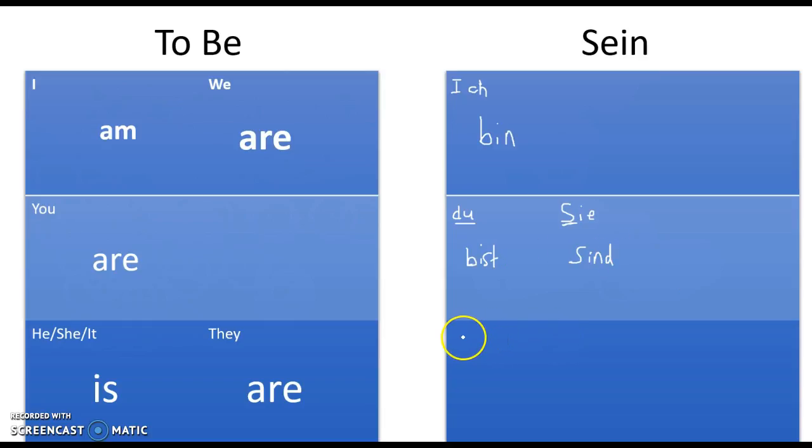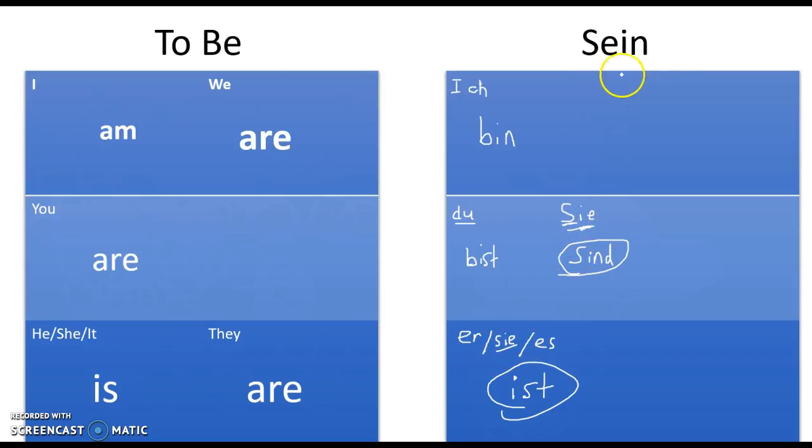Next, move right along. He, she, it is er, sie, und es ist. So very similar to English, just ist. And you will notice that these two pronouns are the same thing. So how do you tell a difference? Well, the difference will come into the verb conjugation that you see here to distinguish sie, which is she in English, and Sie, which is the formal you in German.